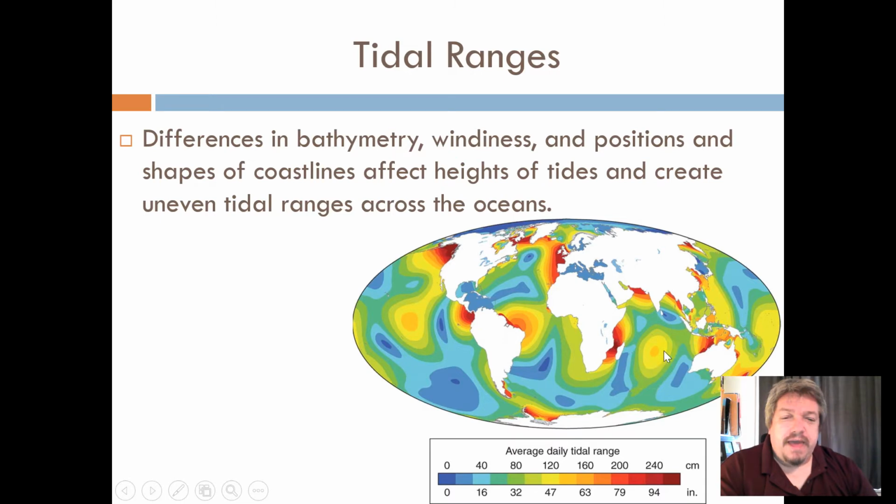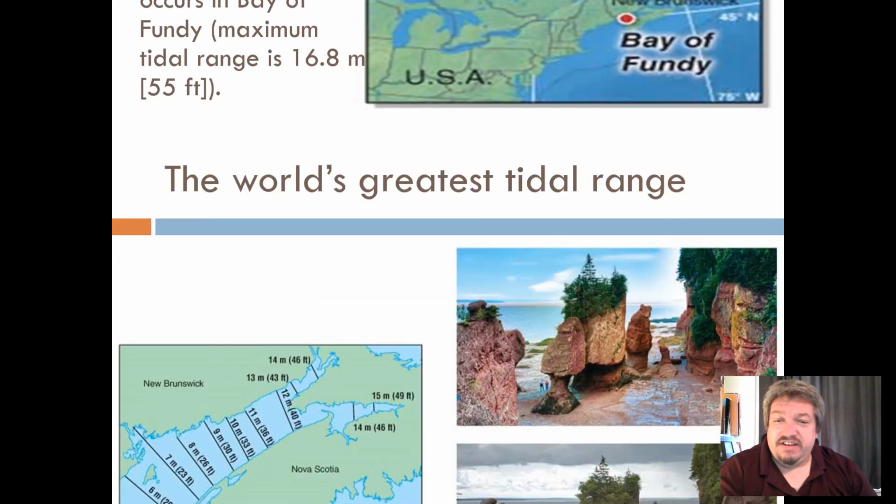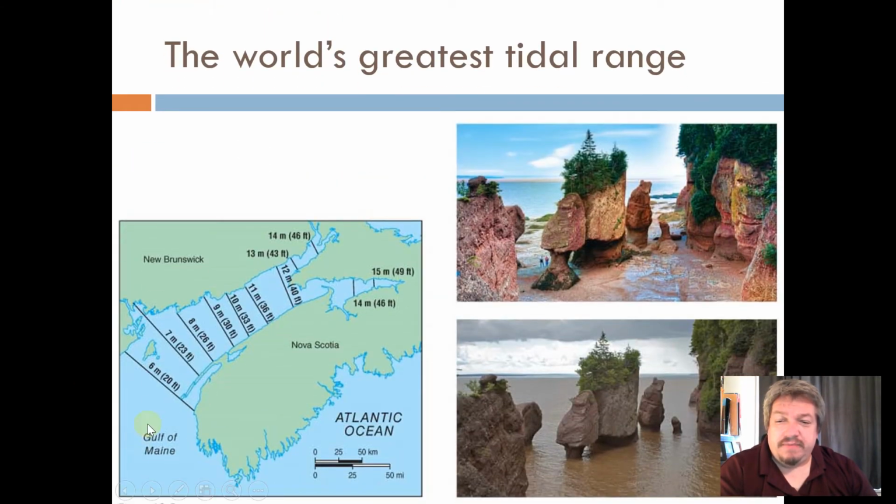So you see on this map, the darker red areas have higher average ranges, in other words, difference between low and high tide. The biggest difference in the world is right here in the Bay of Fundy. The average tidal range is about 3 feet, but in the Bay of Fundy, which is right here off of the coast of Maine, you can get as much as 55 feet. And it's because of the shape of this bay.